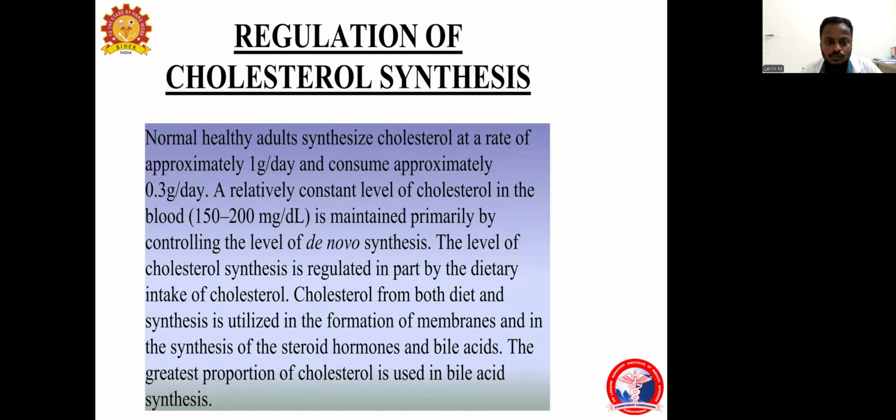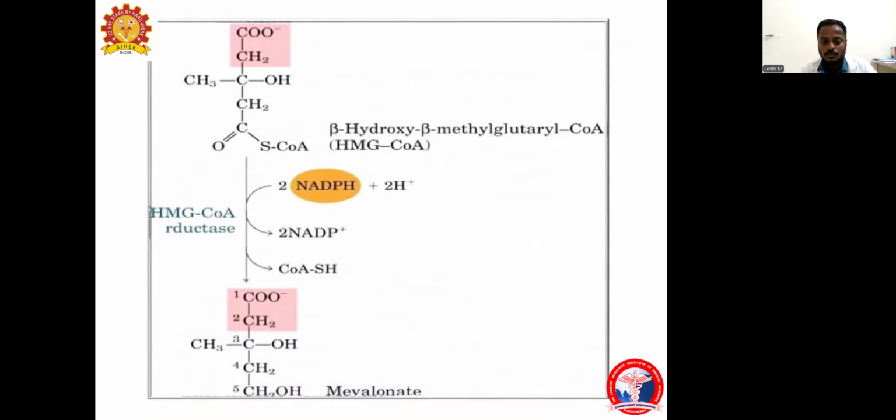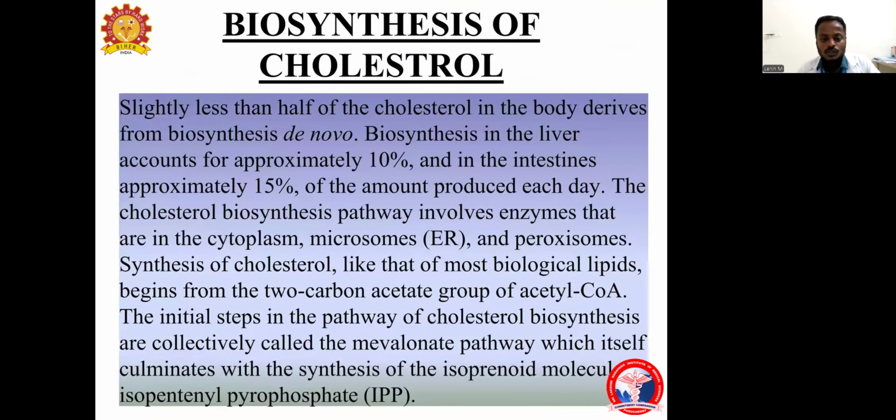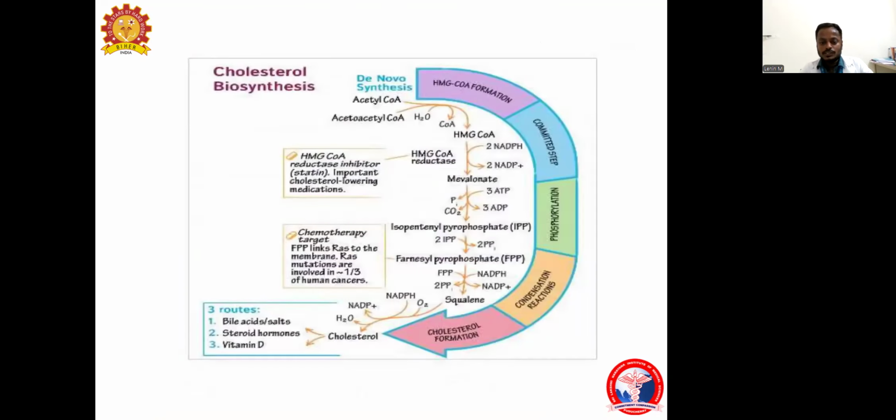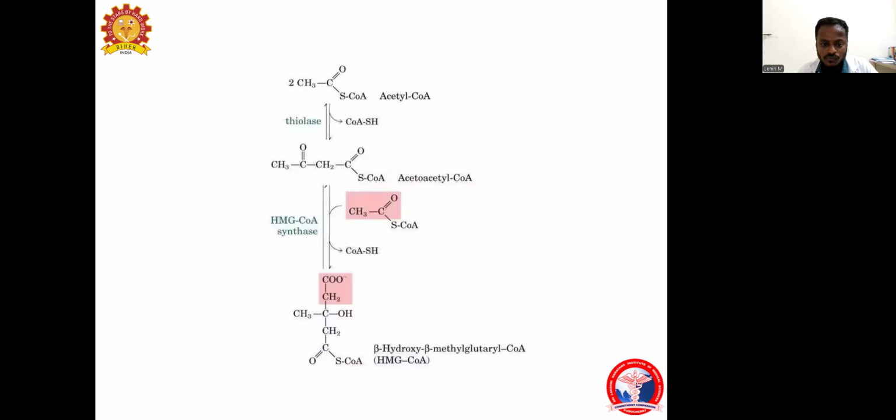So this is for cholesterol metabolism. What about here? I already told the first one is this structure. The first step is two acetyl CoA converting to form acetyl CoA, catalyzed by the enzyme thiolase. From that acetyl CoA, it is converted to form this beta-hydroxy beta-methylglutaryl CoA.